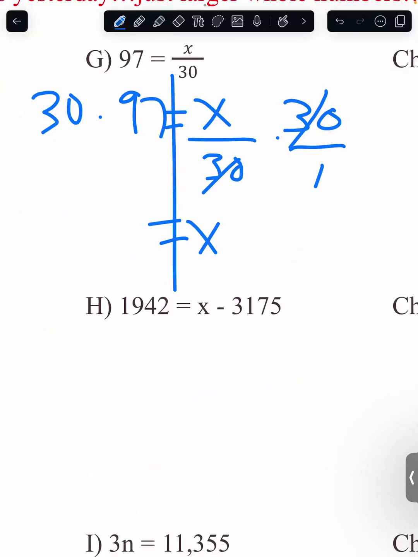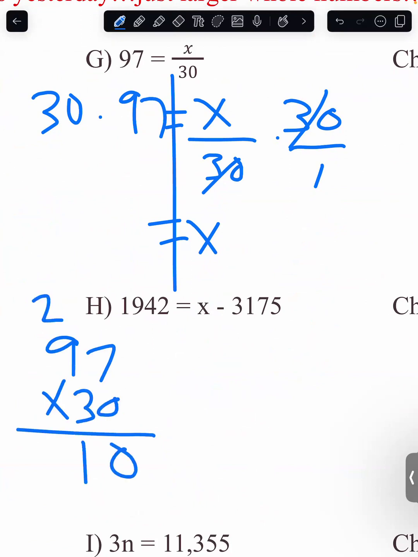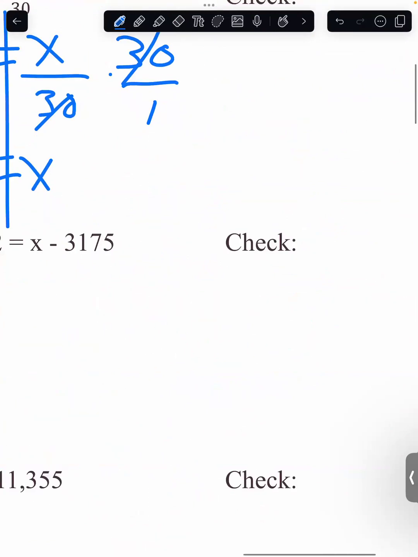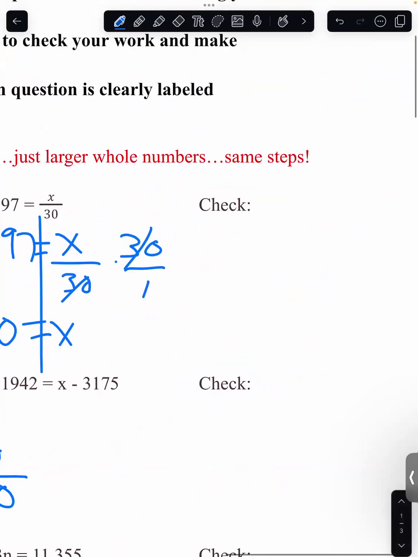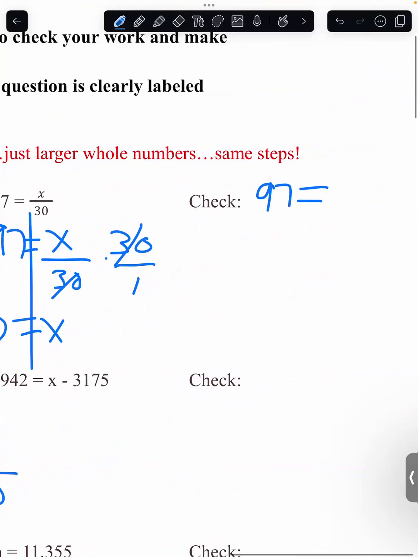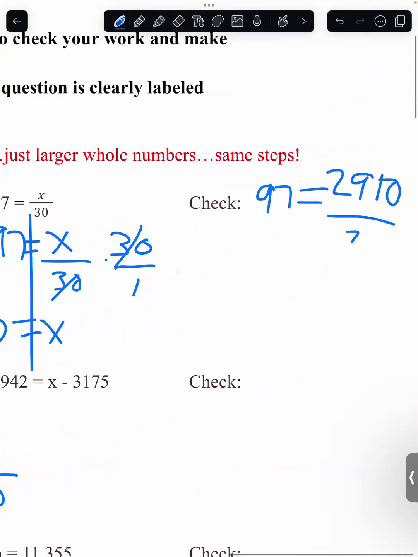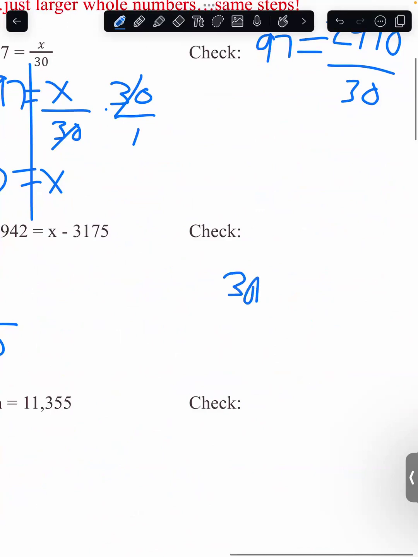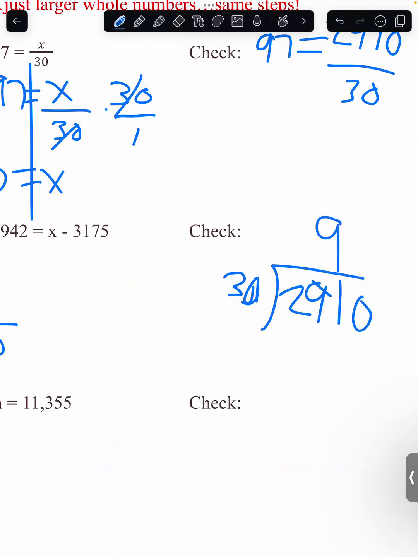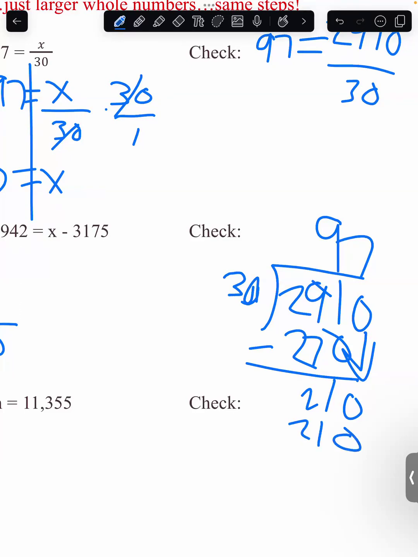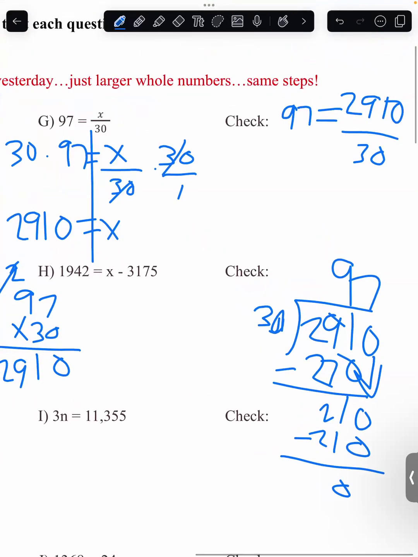So 97 times 30, 0, then 21, 27, 29. So 2910. So our check is going to be 97 equals 2910 divided by 30. 30 into 2910. Okay, so that's going to be 3 times 9 is 27, so 270. 21. So 30 times 7 is 210. So that's 97. So that is correct.